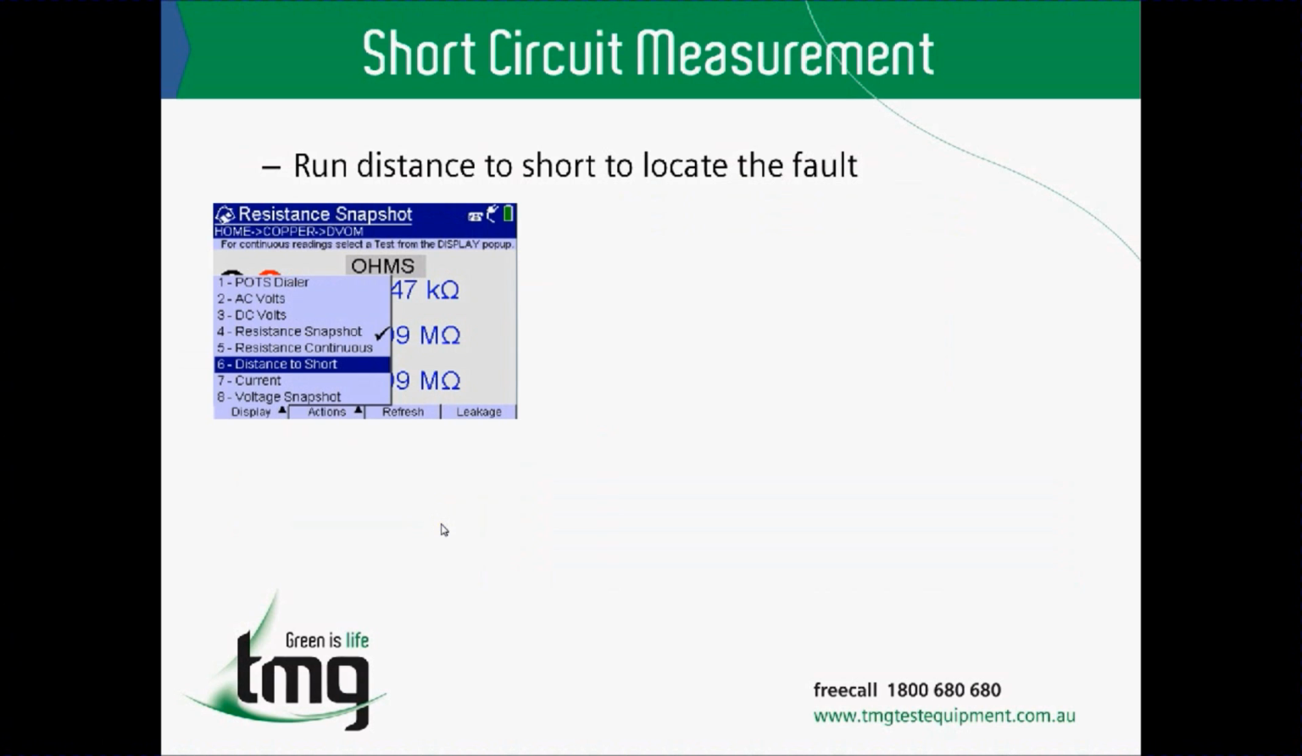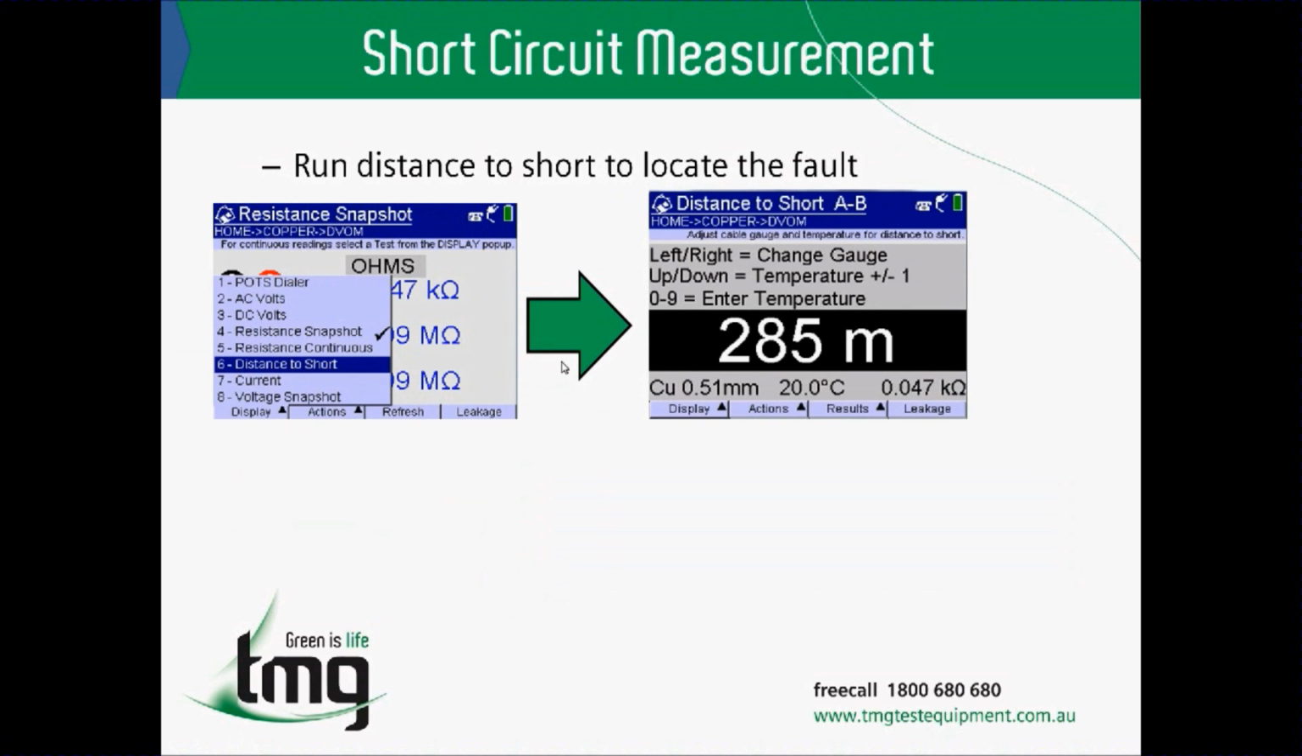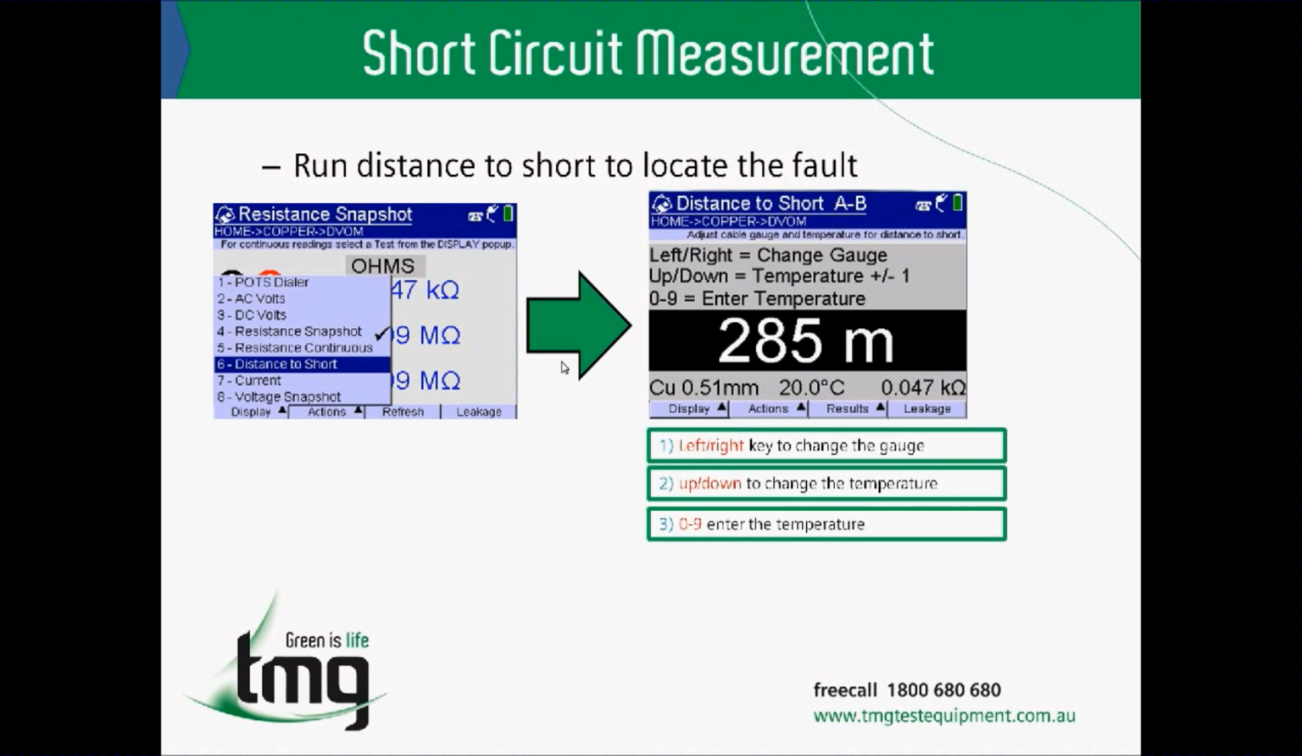As you can see in the following picture, if I press display and distance to short, this should give me the distance where the cable is shorted. Here you have to remember 3 parameters. Left and right arrows are used to change the gauge of the cable. Up and down is to stabilize the temperature to the outer environment.